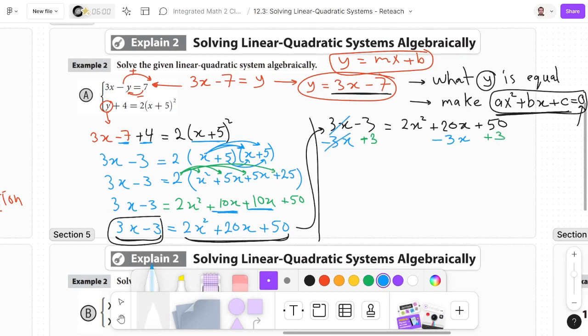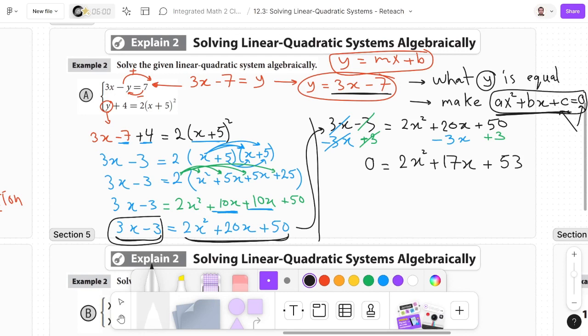Now cancel these two out. Also, cancel this out. So this side now becomes 0. Now 2x squared, 20x minus 3x is equal to positive 17x, and 50 plus 3 is equal to 53. So now, did we make it the standard form? Yes.